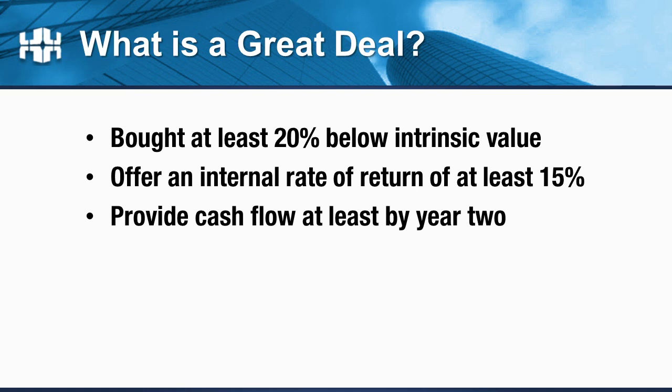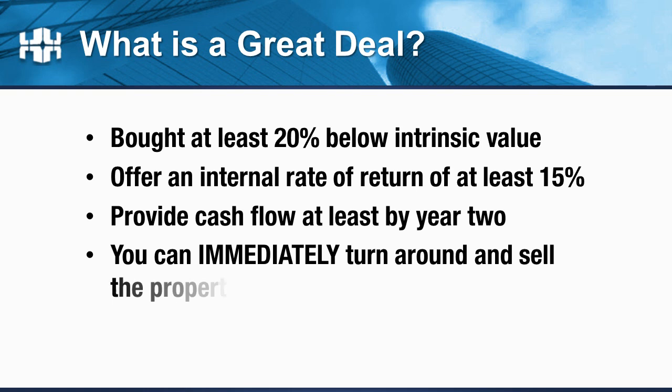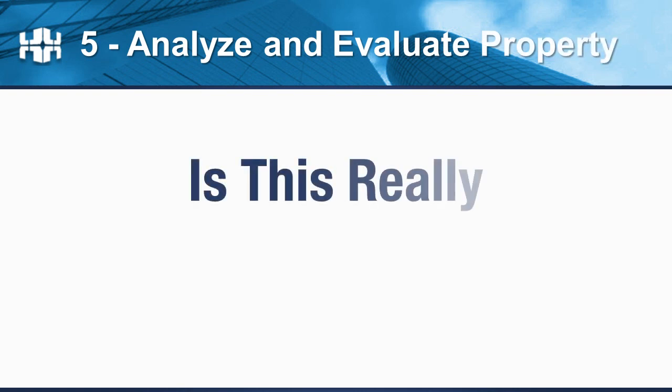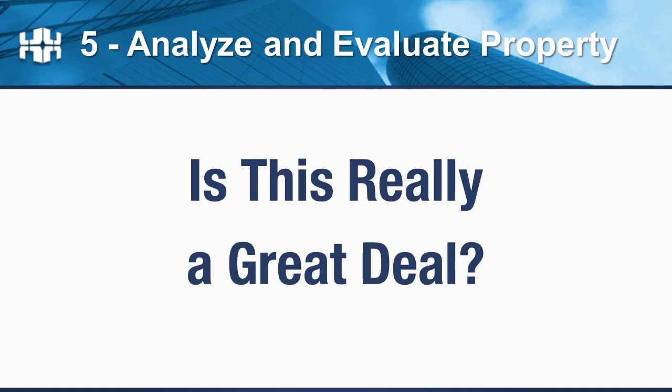But ultimately, the best gauge, the best determination of a great deal is that you can immediately turn around and sell that property for a profit. Day 1, hey, I'm buying this property and tomorrow I can turn around and make a profit. That's how you tell you have a great deal. So I want to make sure that you go out in step 4 and find a great deal. And then when you find a great deal, in step 5, you got to analyze it. You got to say, hey, is this really a great deal? And it's important for you to make sure you get that great deal, because you got to buy the property right. That's where the future profits are.